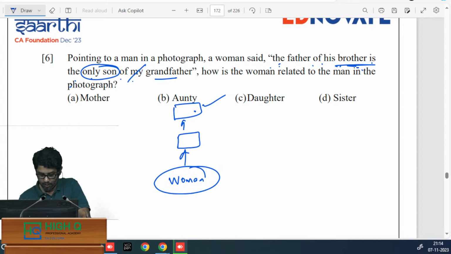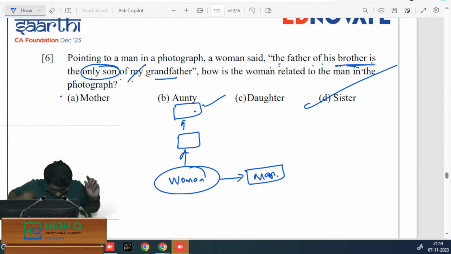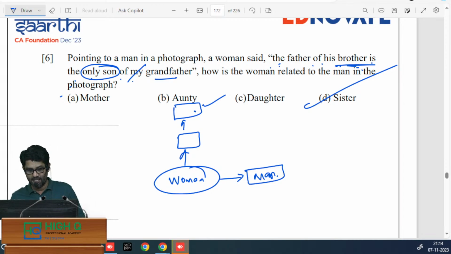No, daughter is wrong. This is the man. Sister is the right answer. Sister is the right answer.